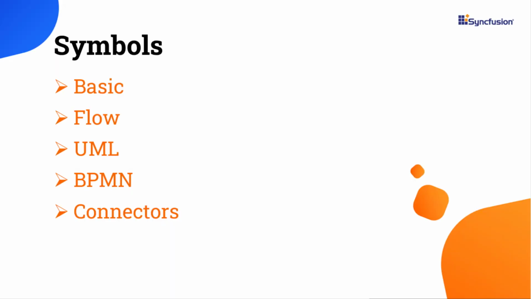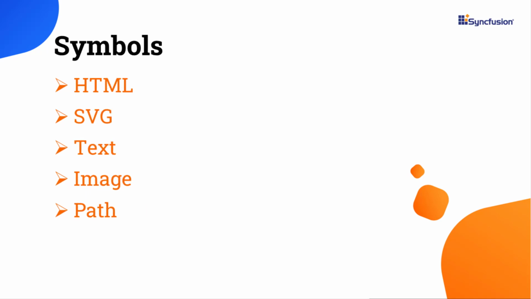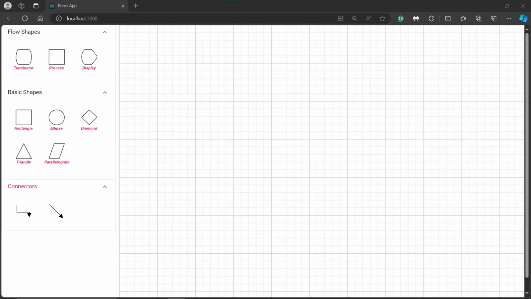The symbol palette component can be added with the built-in node symbols like basic, flow, UML, BPMN, and connector symbols. Also, you can add node symbols with shapes that are created using HTML, SVG, text, image, and path data. Now I will show you how to bind the flow shapes, basic shapes, and connectors to the symbol palette.